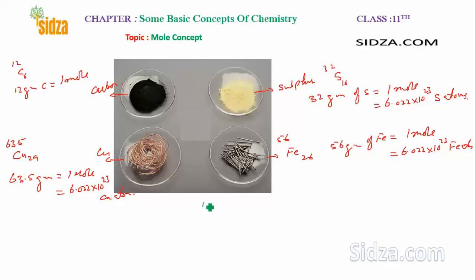So like here we learned that 12 grams of carbon equals 1 mole of carbon. If you need 2 moles of the carbon, 2 moles of the carbon will be equal to 12 times 2 grams of carbon, which is equal to 24 grams of the carbon. So therefore we can relate here the number of moles of the substance with the weight of the substance and the atomic weight of the substance.